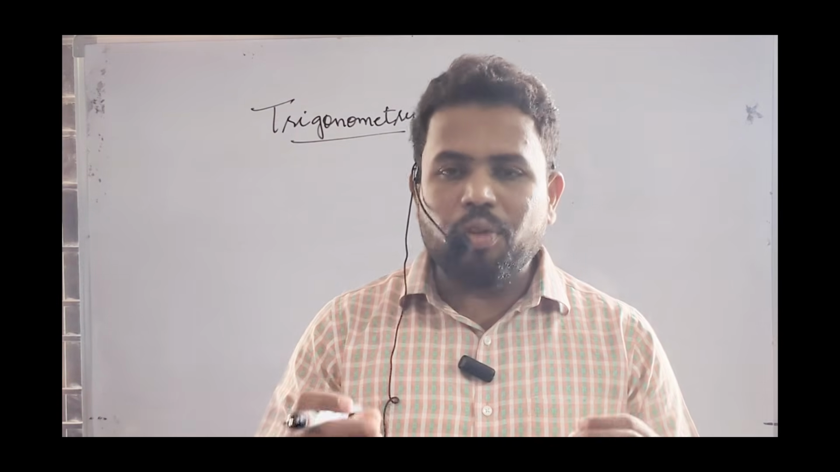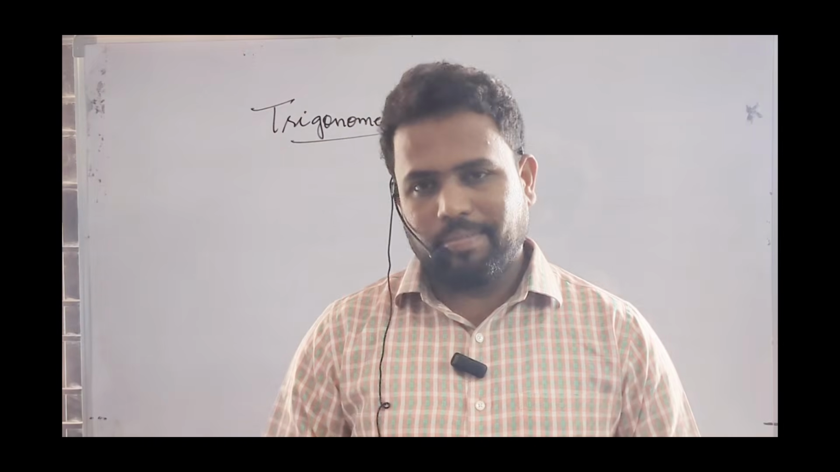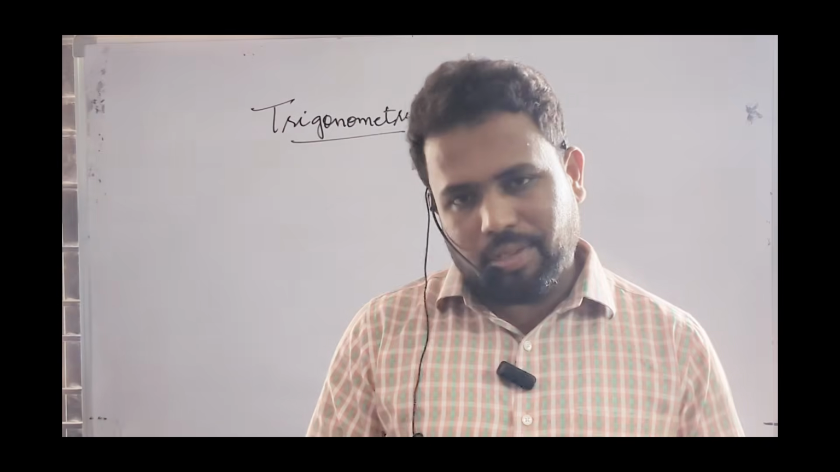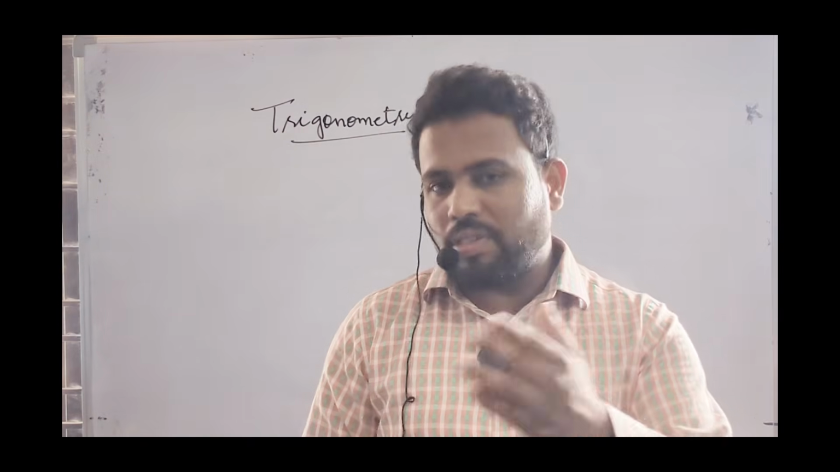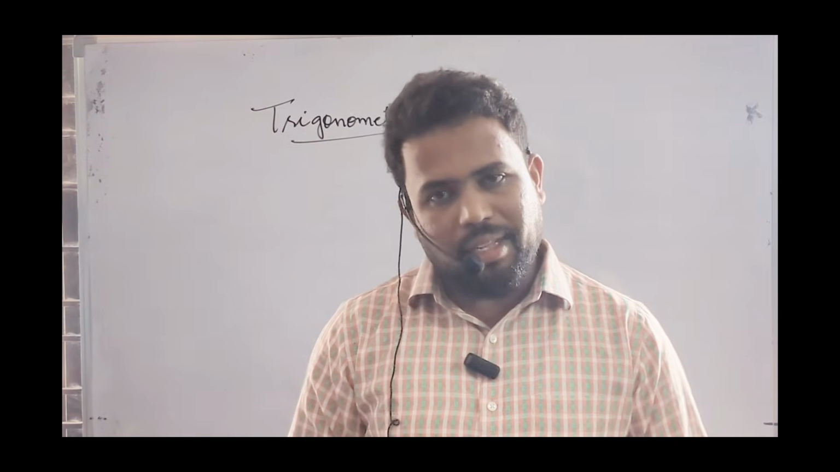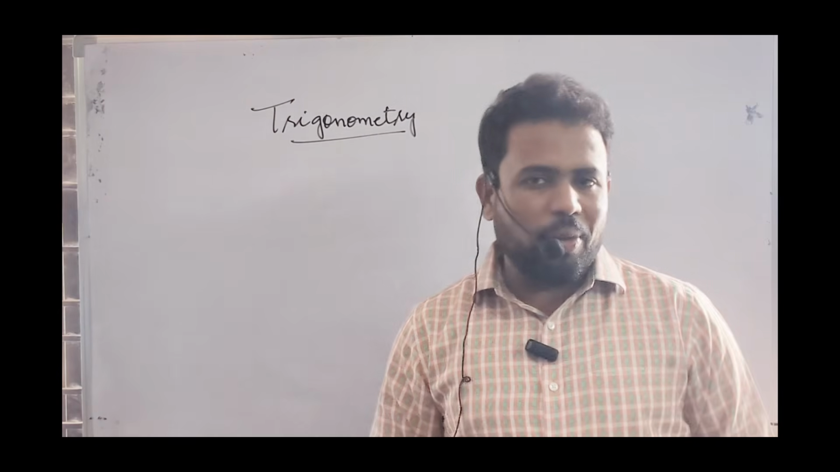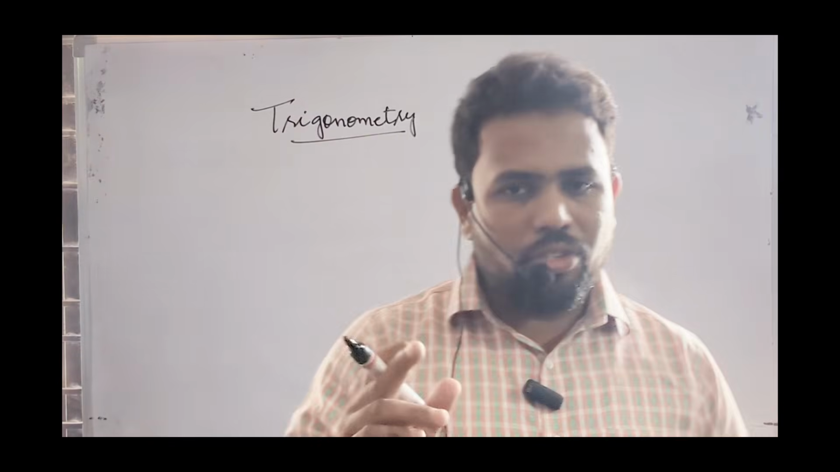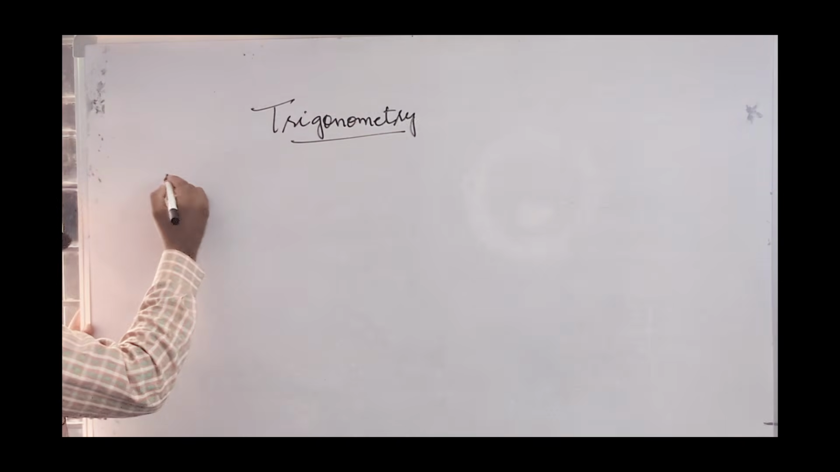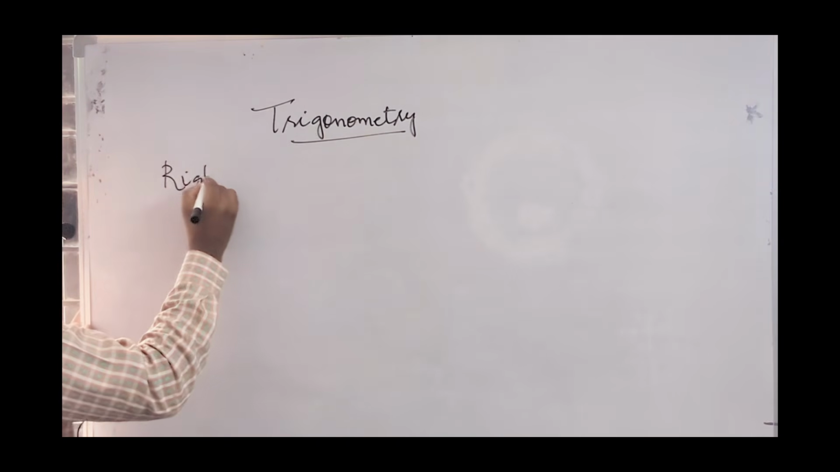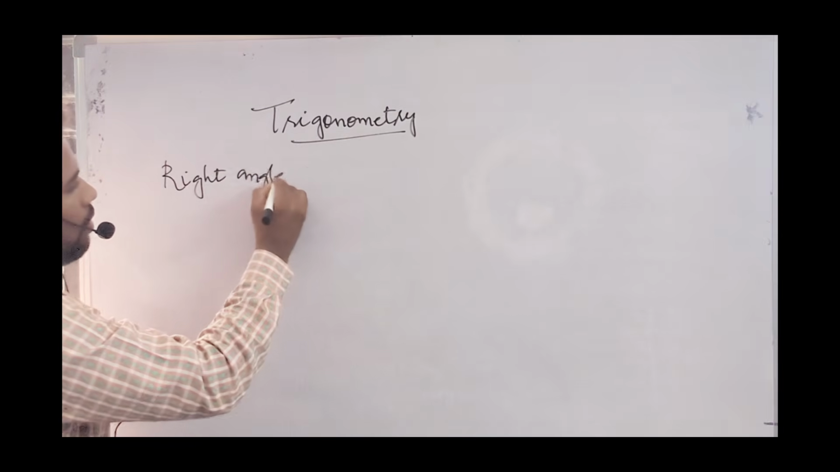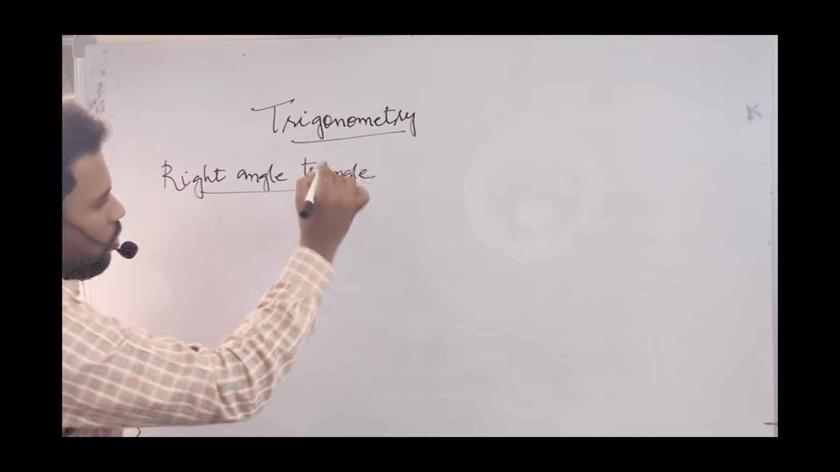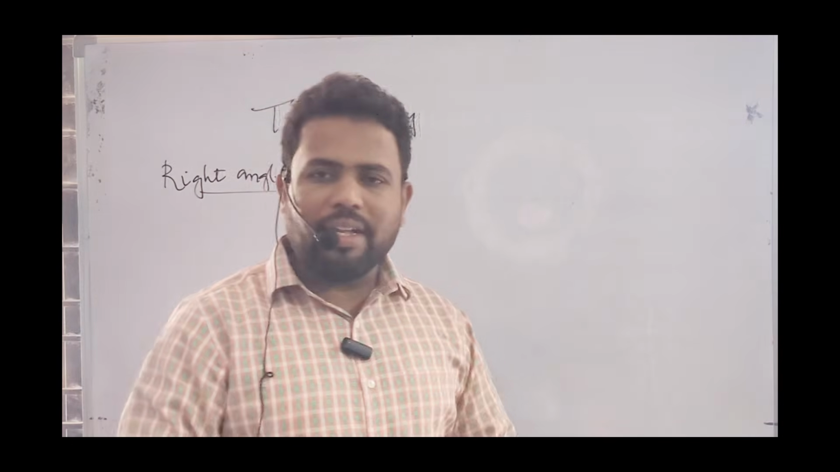Specifically, in which figure do we find the 3-angle measurement? We find it in the triangle. We know that there are many triangles: triangles based on sides, triangles based on angles. In this chapter particularly, we are using the right angle triangle. What is a right angle triangle?